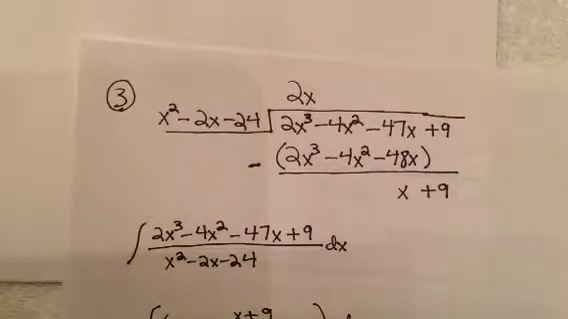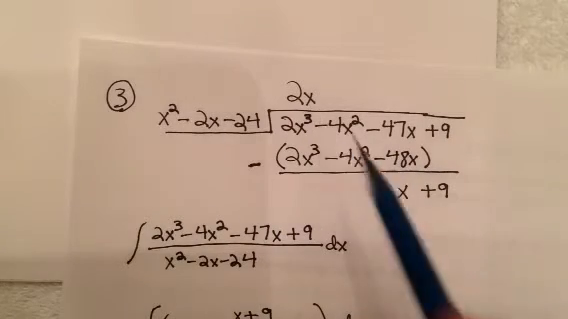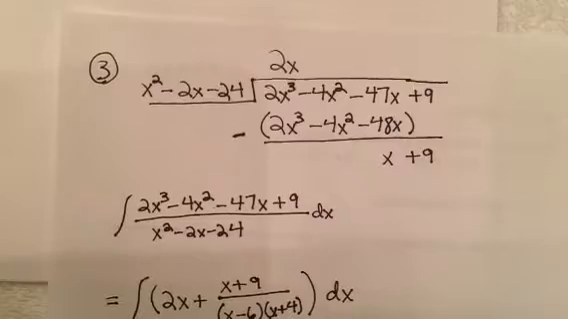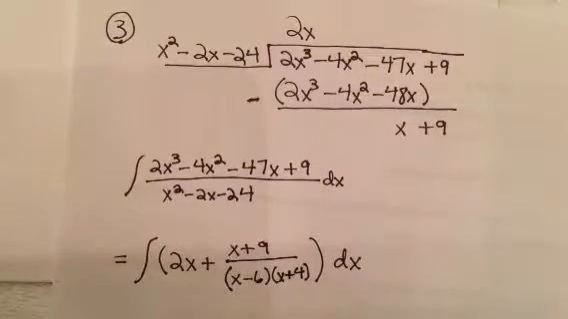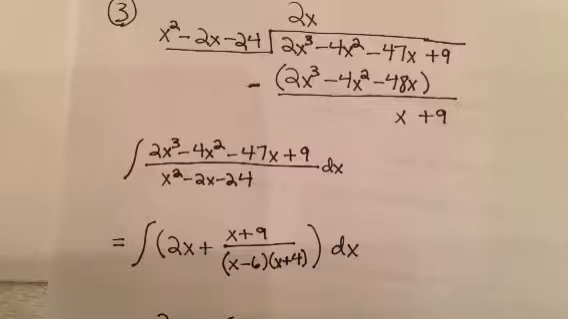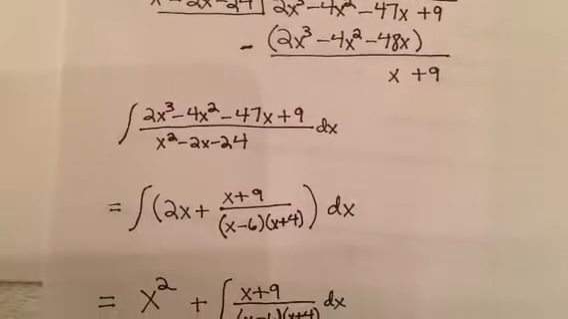So from the original ratio, 2x cubed minus 4x squared minus 47x plus 9 over x squared minus 2x minus 24 dx, this is going to be 2x plus x plus 9 over the denominator, x squared minus 2x minus 24. We'll write this in factored form: x minus 6 and x plus 4, factored from the quadratic trinomial. Now the antiderivative of 2x is simply x squared.